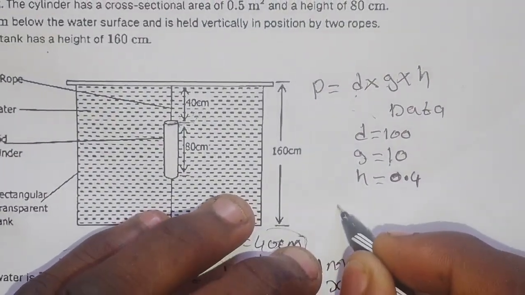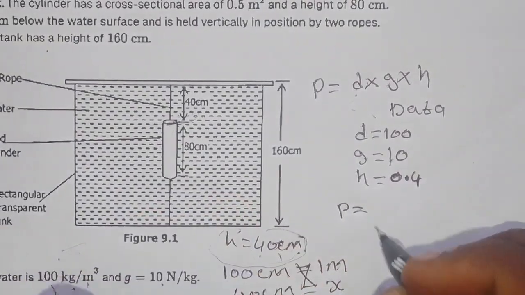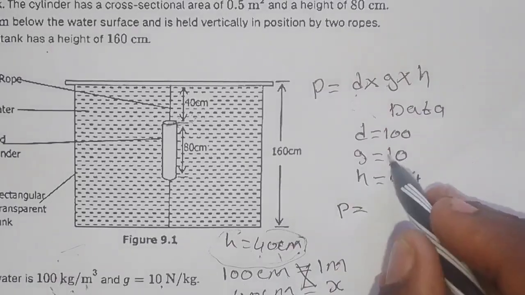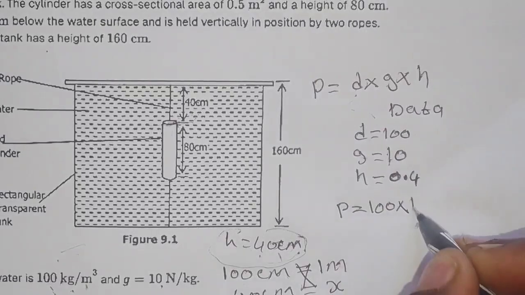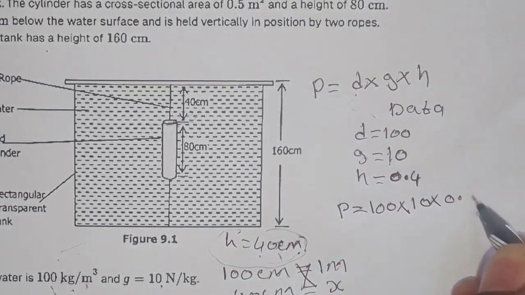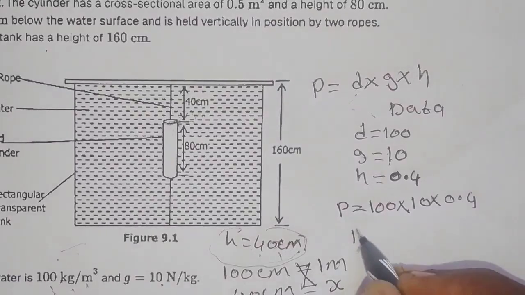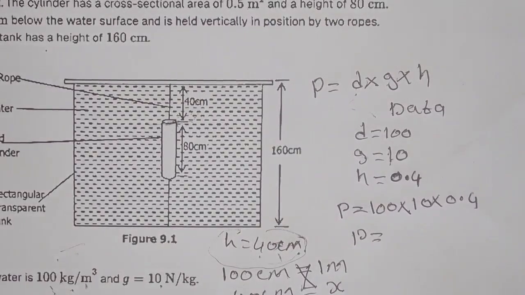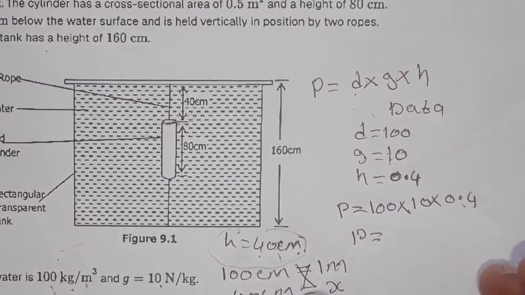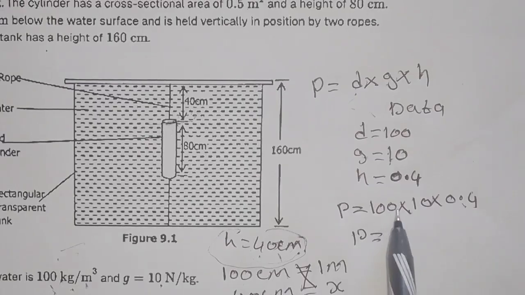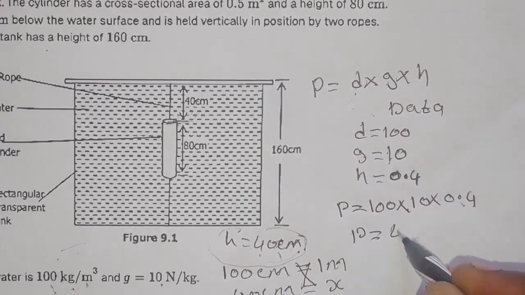So pressure is equal to, where there's density, we put 100 multiplied by gravity, which is 10, multiplied by 0.4. So pressure is equal to, when you multiply 100 times 10 times 0.4, it will give you 400, because 10 multiplied by 0.4 will give you 4. Hence 4 multiplied by 100 will give you 400.